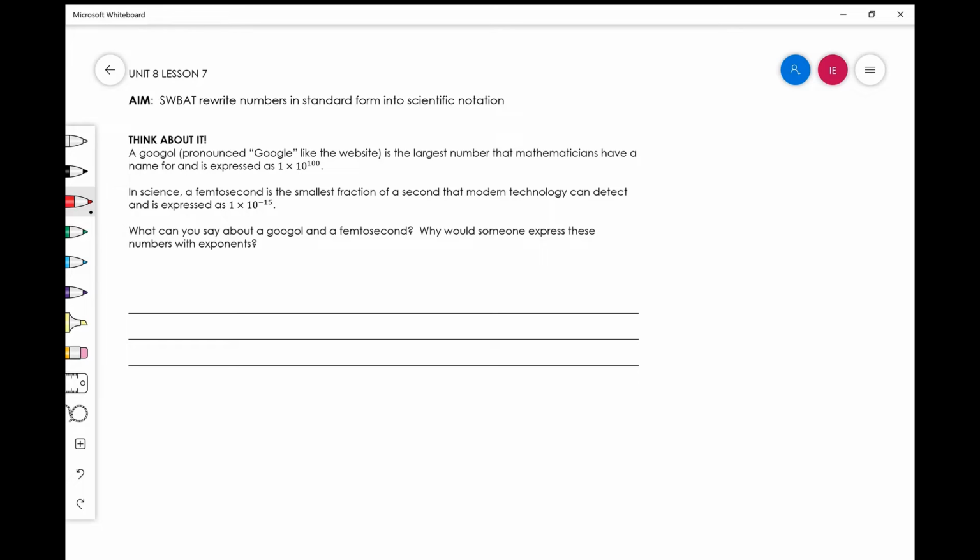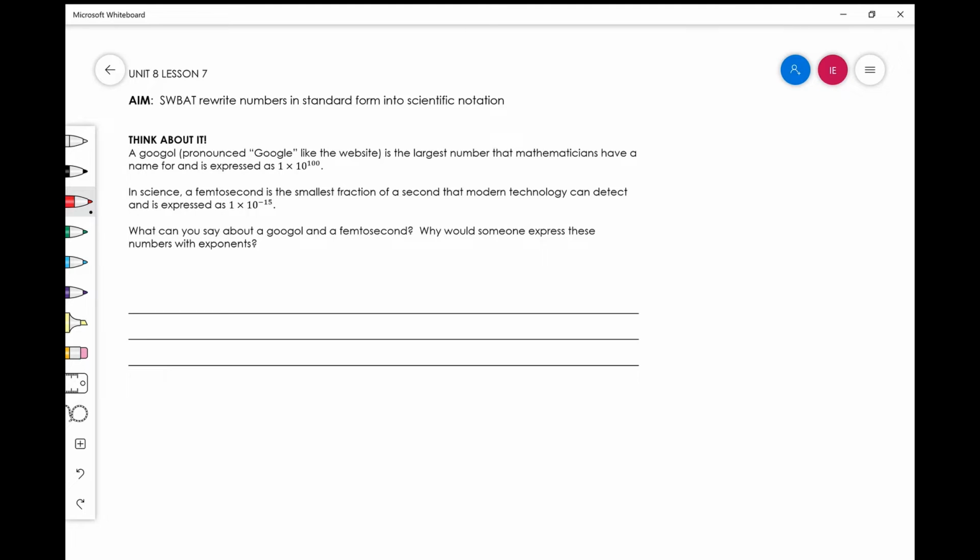A googol is the largest number that a mathematician has a name for and is expressed as 1 times 10 to the 100th power. In science, a femtosecond is the smallest fraction of a second that modern technology can detect and is expressed as 1 times 10 to the negative 15th power. What can you say about a googol and a femtosecond? Why would someone express these numbers with exponents?